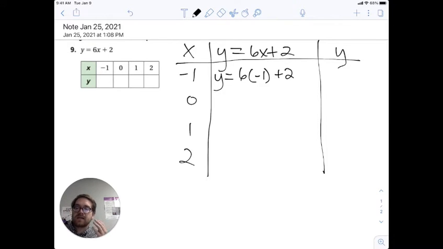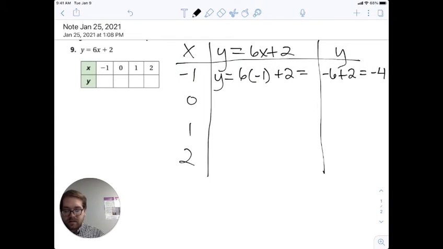Notice I took out the x and I put in the negative 1, and it's going to be multiplied with that 6. So then to simplify, 6 times negative 1 is negative 6 plus 2, and negative 6 plus 2 is negative 4. And so that's my first range value. So I put in a negative 1 into my function, and it shot out a negative 4. And so that's the range.